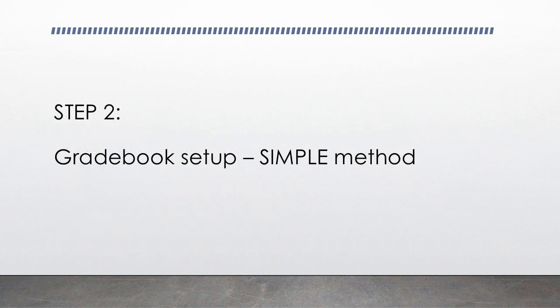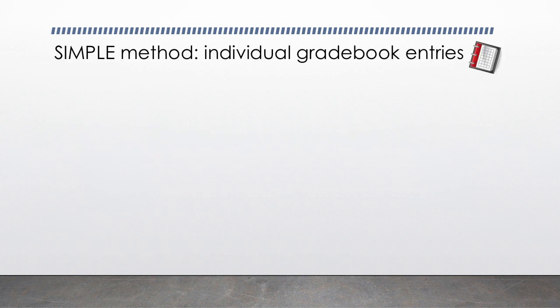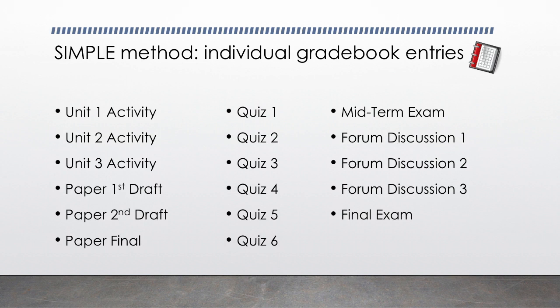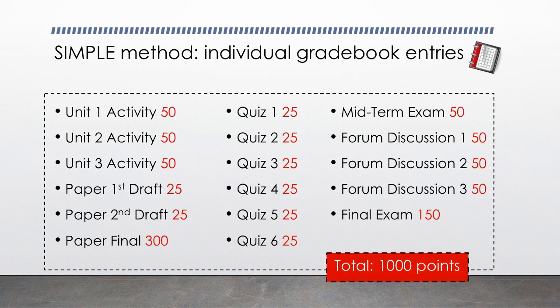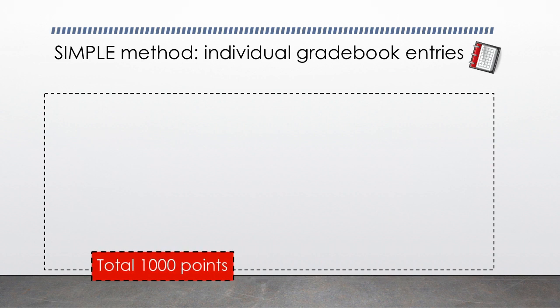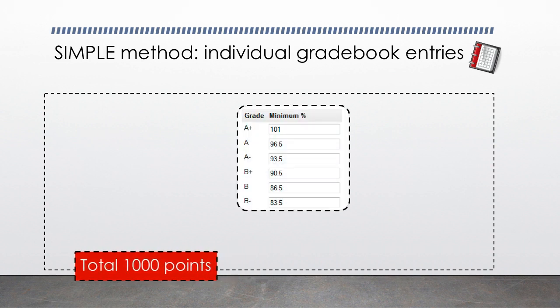Step 2. Gradebook Setup, Simple Method. In the first of the three methods, weighting each graded assignment or assessment individually, I've decided to have the following items as gradebook entries in my course. Note that each item is assigned a specific point value. The overall course grade for the course is the total number of points earned divided by the number of points possible. In this case, there are 1,000 points possible. Based on the university-adopted grade scale, a student earning a total of 865 points would earn a solid B.